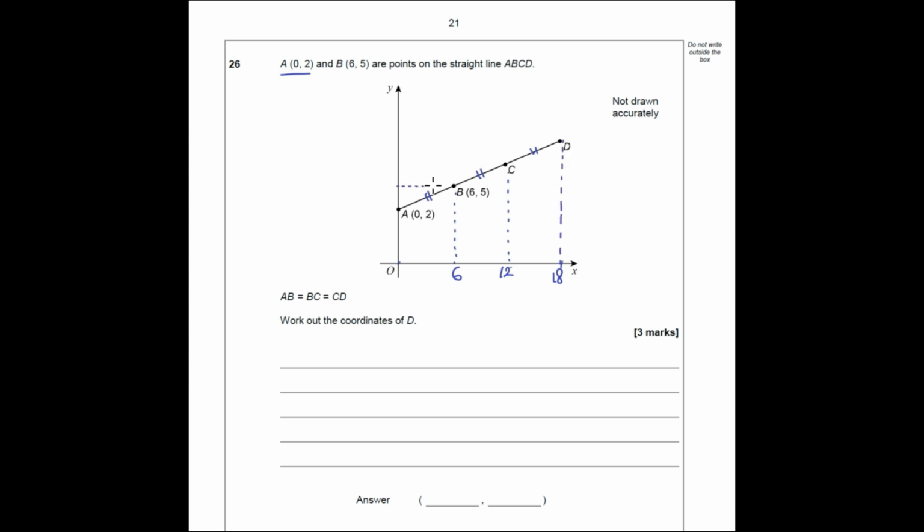And then the same trick for the y-axis, because it's 5 and it is 2, so the distance between 2 and 5 is 3. So C should be 3 steps from 5, it should be 8. And then for D, it should be 3 steps from 8, it is 11. So D must be 18, 11. We write it down here.